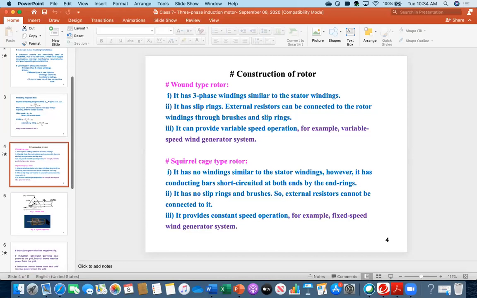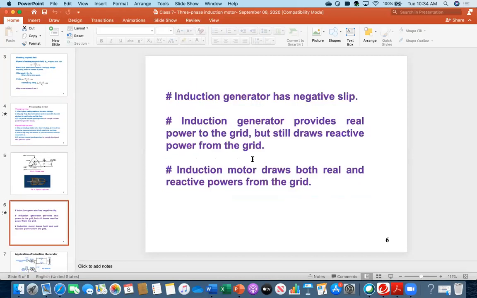Okay, so moving forward, everybody see here, I think I already discussed that an induction generator has negative slip. But I have written two important things. An induction generator provides real power to the grid, but it still draws reactive power from the grid. An induction motor draws both real and reactive power from the grid.